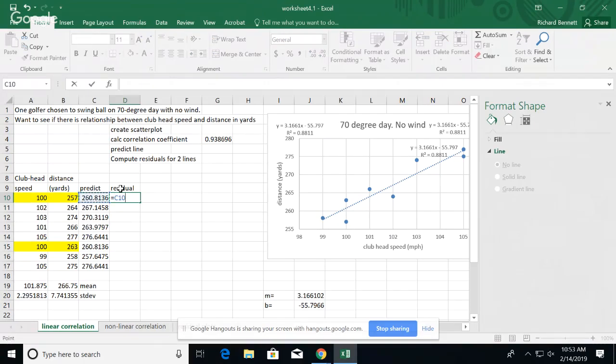This is the actual minus the predicted. You can see here, this is off by almost 4 yards. I'm going to copy this down. I did 257 minus 260, which is negative 3.8. 264 minus 267 is negative 3.14. Now you can see some of these are positives and some of these are negatives. I don't want them to cancel each other out.